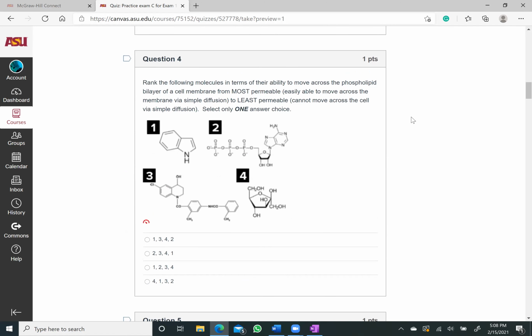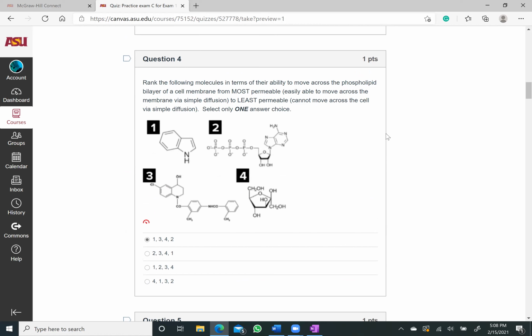So now we'll go to 4. Basically this is just hammering on your knowledge of cell membrane permeability. The answer to this one is 1342. So remember that your hydrophobic stuff is going to go through a lot easier.